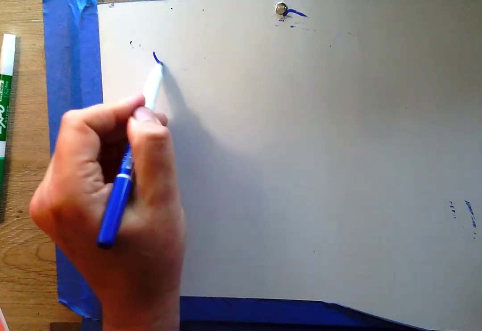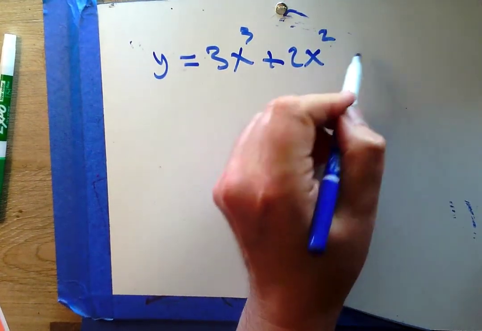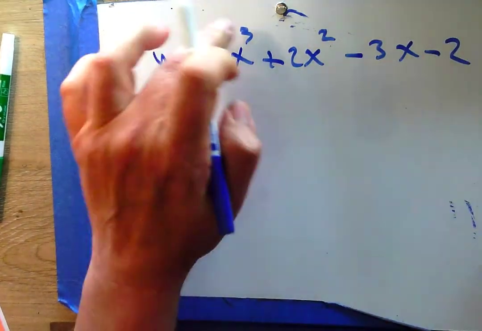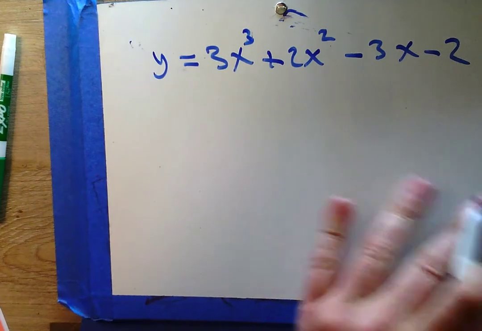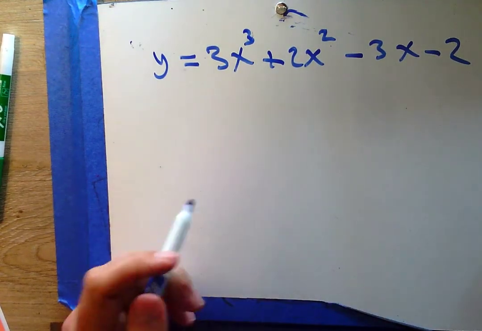I think you owe me one. Y equals 3x to the third plus 2x squared minus 3x minus 2. And yes, that x was a 3. Pause the video, write me the linear factorization of this.